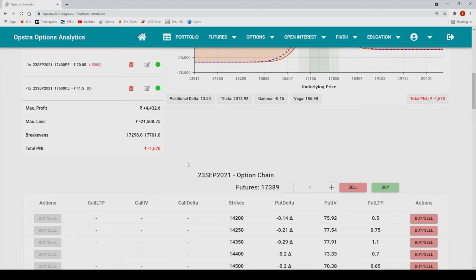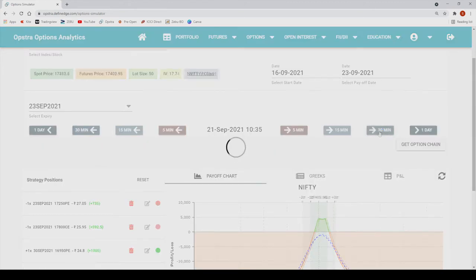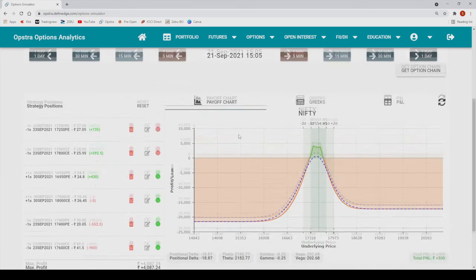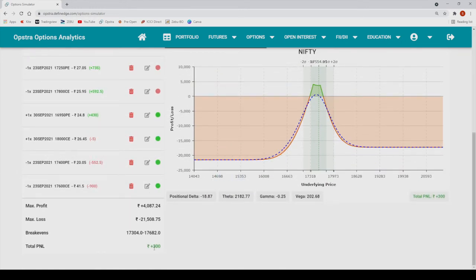17,300. So now we are going to adjust only if the lower or upper break even is going to be breached. Till then we are not going to do any adjustment because that will create some problems. We'll move forward. So the Nifty is climbing, 17,550. So what is our profit? 300.